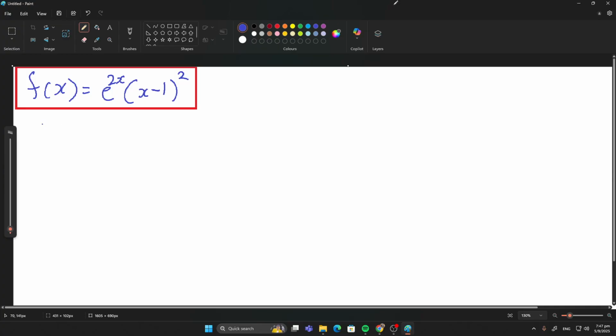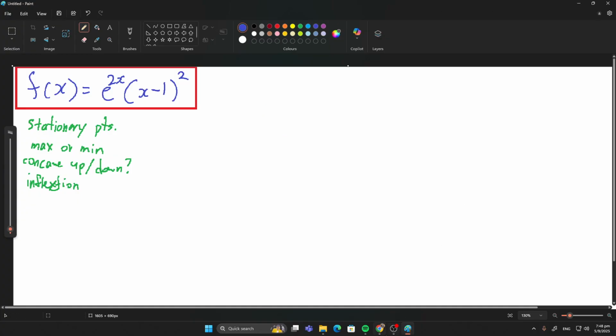Alright, so if I recall correctly, the question wants you to find the stationary point, and then they want you to find whether it's a max or min, and then they want you to find where it's concave up or down, and then they want you to find the inflection. I think it's inflection.